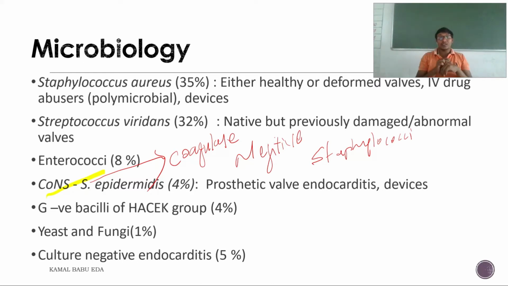this group of organisms is most responsible for frequent and early infection in the heart whenever they go for replacement. And gram-negative bacilli, mainly the HACEK group, account for about 4%, yeast and fungi about 1%, and culture-negative endocarditis about 5%. So this is the microbiology of endocarditis.